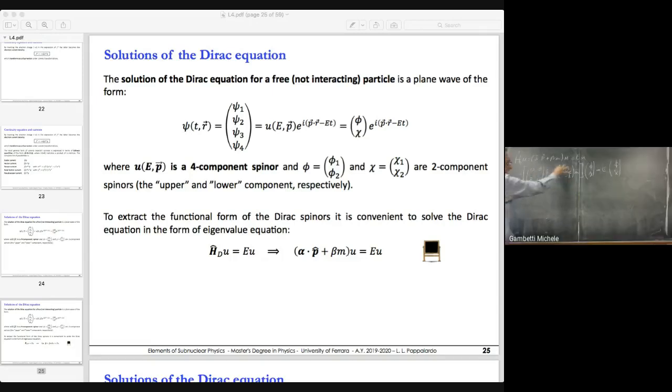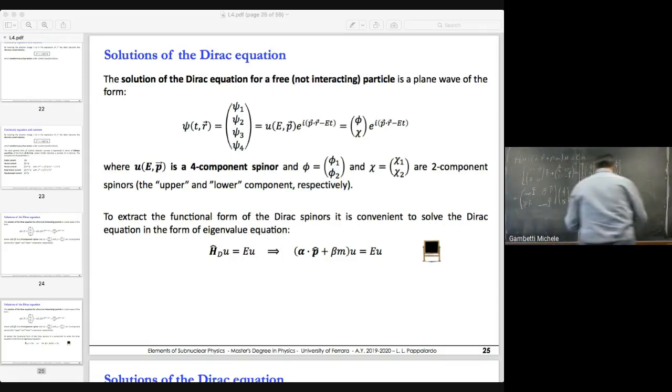Now we add these 2 matrices here, okay? So this term is 0 plus mI, so this is mI. This term now is sigma dot p plus 0. And then similarly, we have sigma dot p here and minus mI here, acting on phi chi, equal to E phi chi. So we just add these 2 matrices here, element by element.